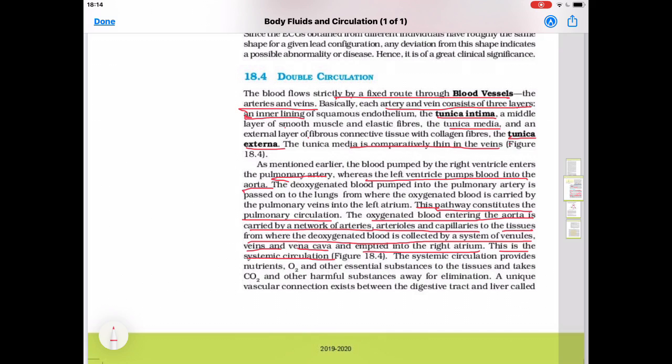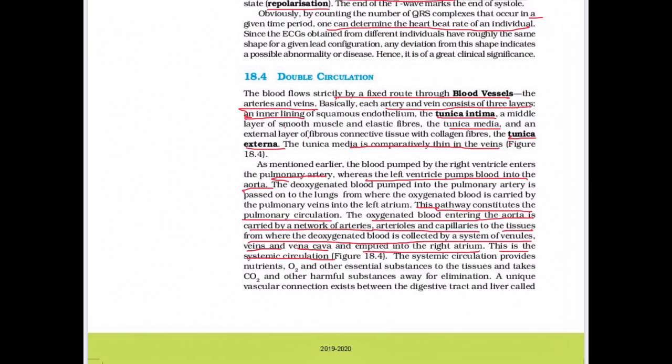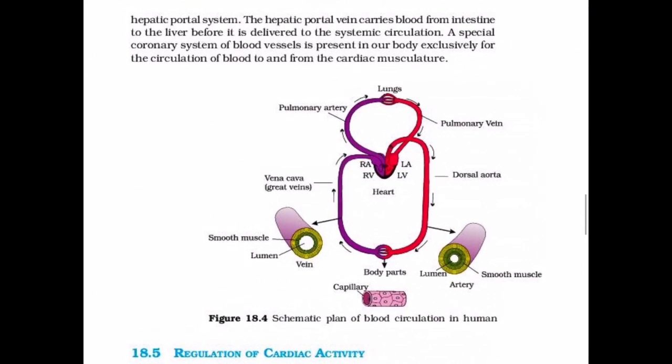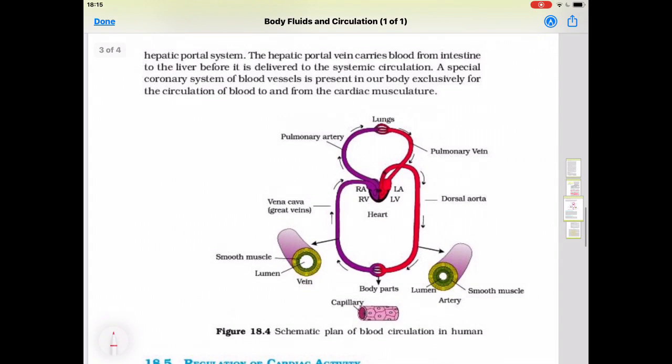The systemic circulation provides nutrients, oxygen, and other essential substances to the tissues and takes carbon dioxide and other harmful substances away for elimination. A unique vascular connection exists between the digestive tract and liver called the hepatic portal system. So, the hepatic portal vein carries blood from the intestine to the liver before it is delivered to the systemic circulation, before it enters into the vena cavas, so that the blood can go into the right atrium. From the intestine, the blood first goes to the liver and then through the vena cavas to the right atrium.